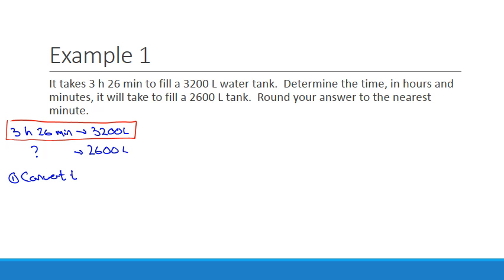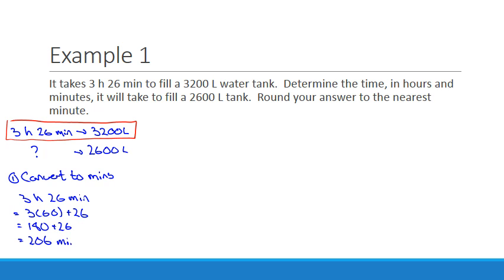Now these are steps just for this problem, but I kind of want to give you a little bit of a guide. So 3 hours, 26 minutes. I want to convert that just to minutes. So 3 hours, an hour is a set of 60 minutes. So if I go 3 times 60 plus 26, I can convert that back to minutes. So I get 206 minutes.